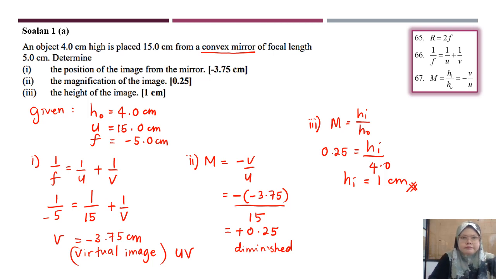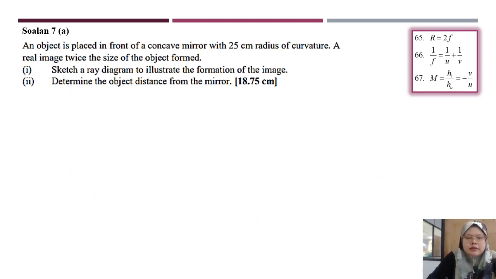Okay, for the next question, I choose 7a. Look at the information given here. An object is placed in front of a concave mirror. It's a concave mirror with 25 centimeter radius of curvature, so this is the value of R. R is positive because you are given a concave mirror. And then a real image twice the size of the object is formed. So the image is a real image.